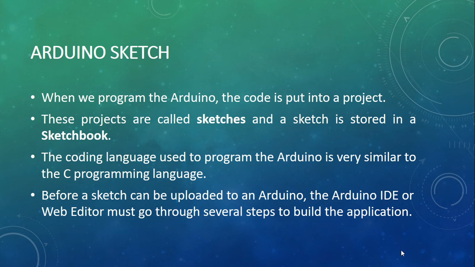And then the coding language used to program the Arduino is very similar to the C programming language. So it has very similar syntax rules and semantics to the C programming language. C programming is a very old programming language. When I was in college, we used the C programming language in all of our computer science courses, so you can imagine it is really very old. Before a sketch can be uploaded to an Arduino, the Arduino IDE or web editor must go through several steps to build the application.